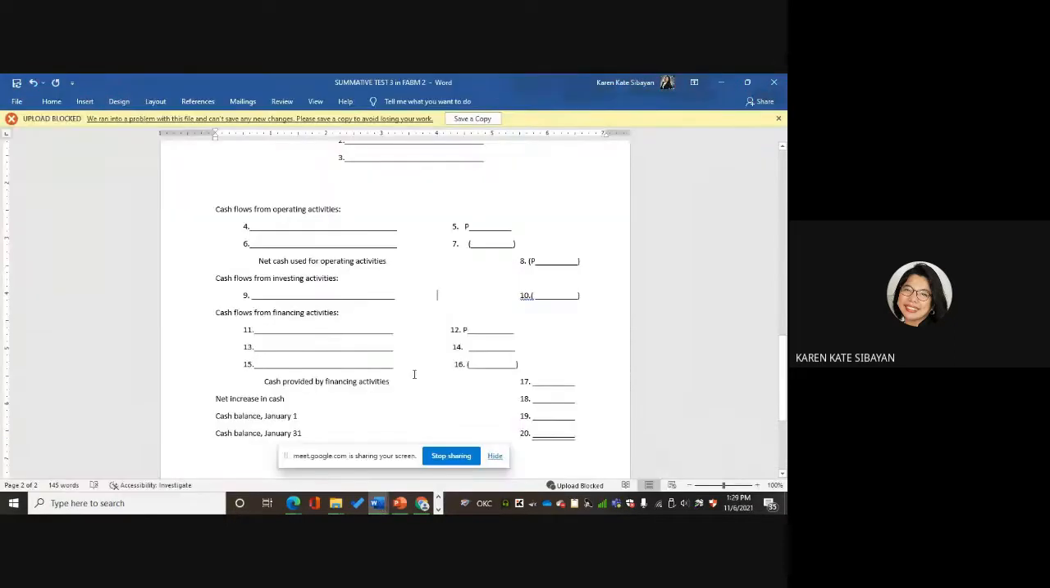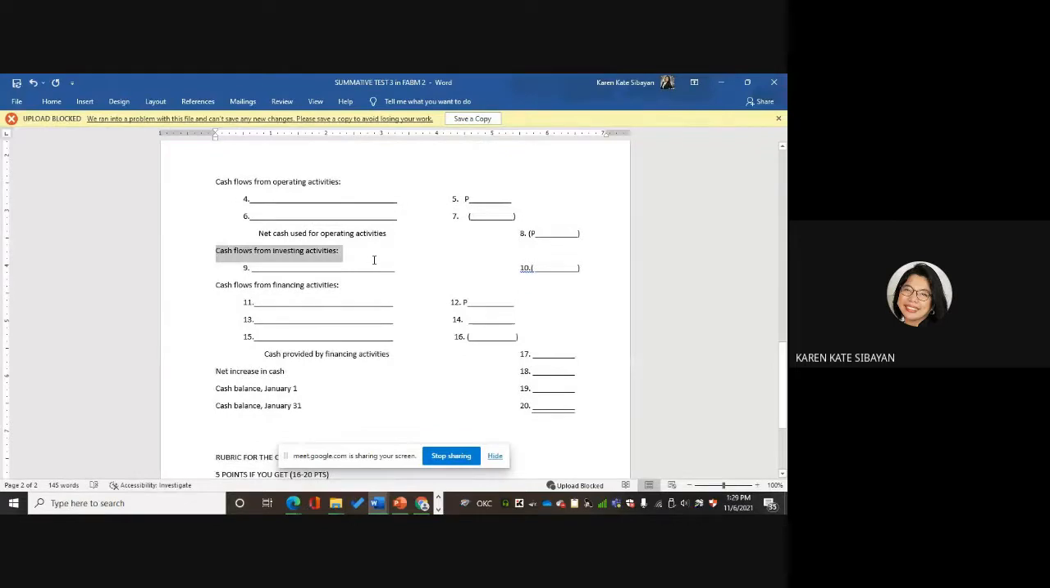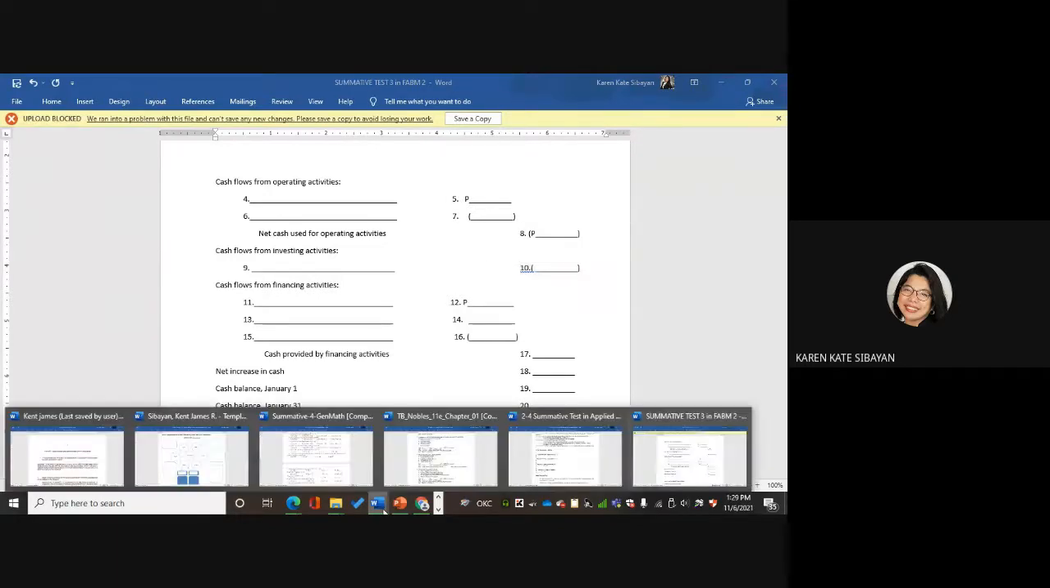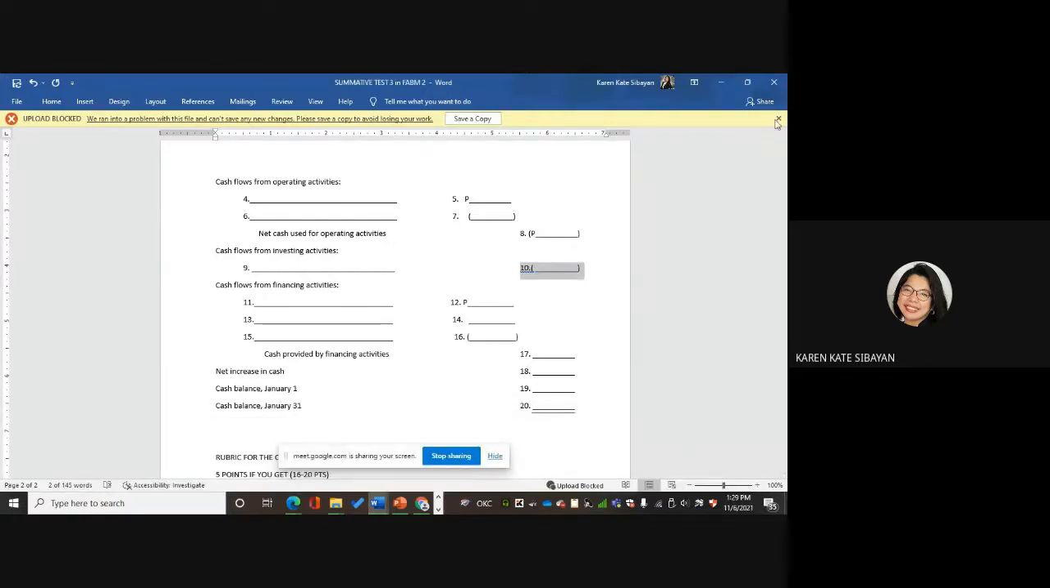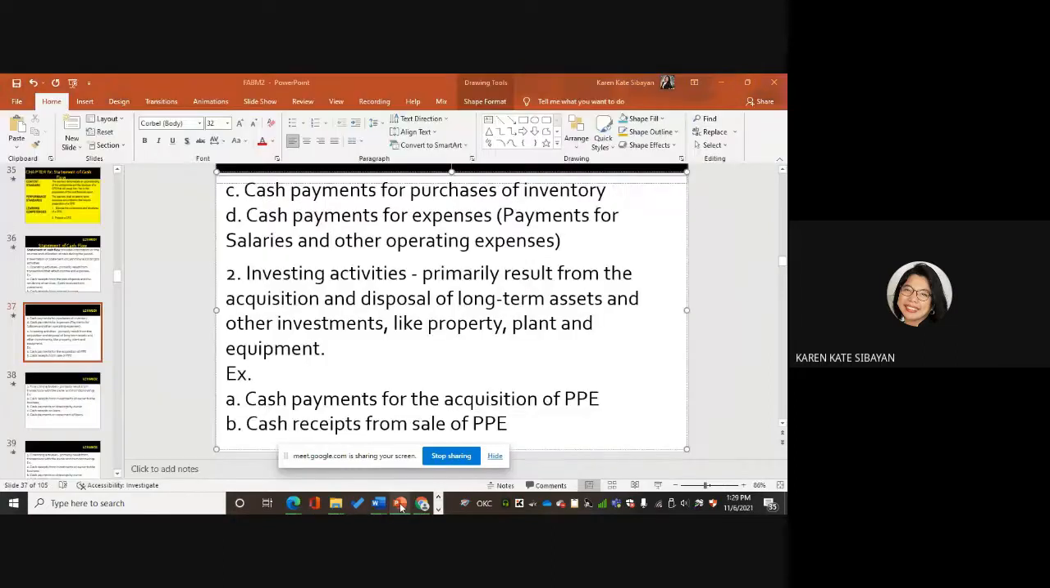Okay, the second activities. Ito naman, dito naman tayo. Ito po yung second activities. Cash flows from investing activities. So, dyan class is iisa lang ang nakalagay. Tama? At negative pa. Okay? Ano-ano ba ang meron sa investing? So usually investing activities primarily result from the acquisition and disposal of long-term assets and other investments like property, plant, and equipment.